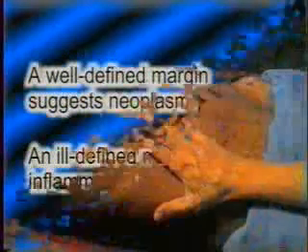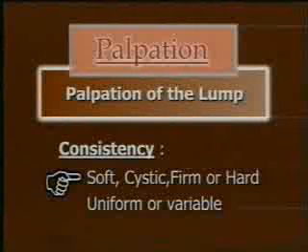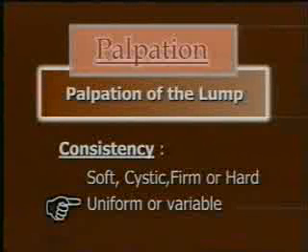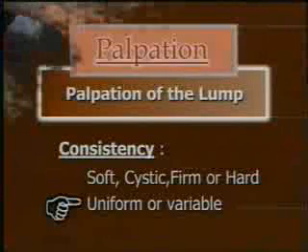Then note the consistency of the swelling, whether it is soft, cystic, firm or hard. The consistency may be uniform throughout the swelling, or it may be variable, that is, different in different parts of the swelling. If the swelling is cystic, test for fluctuation and fluid thrill.